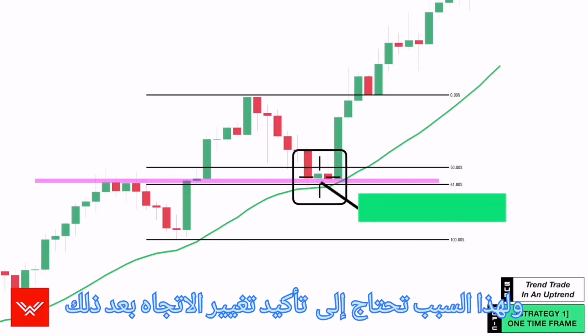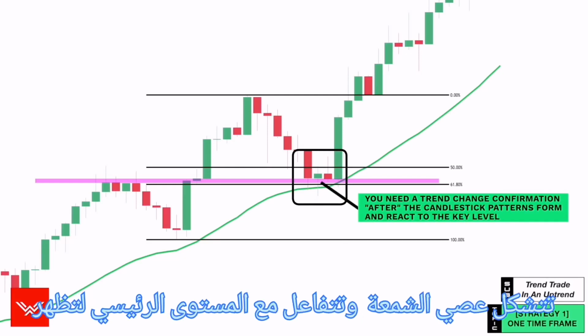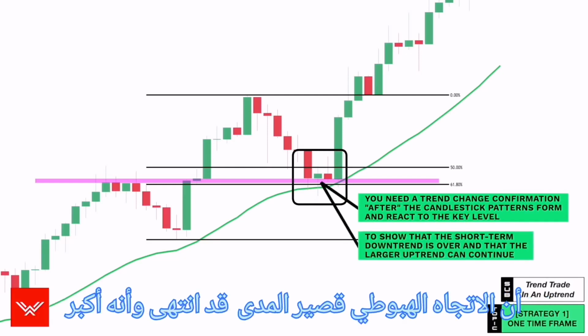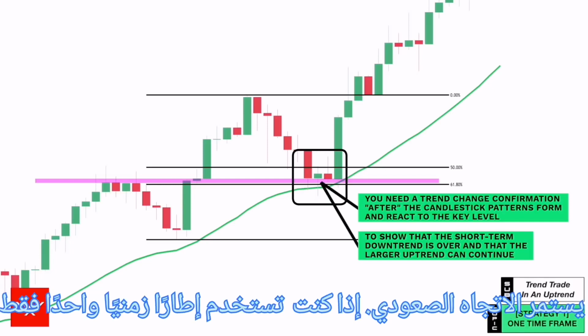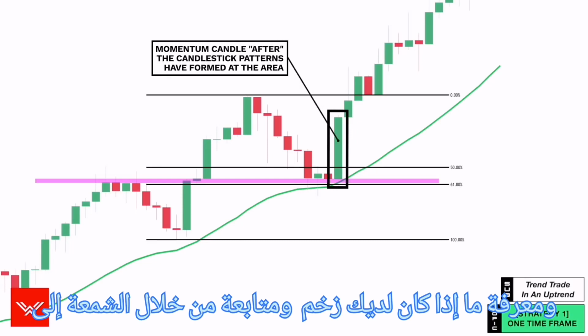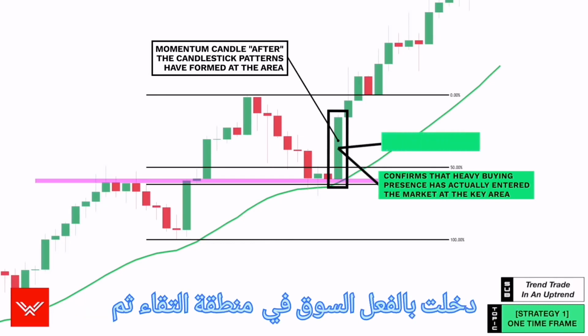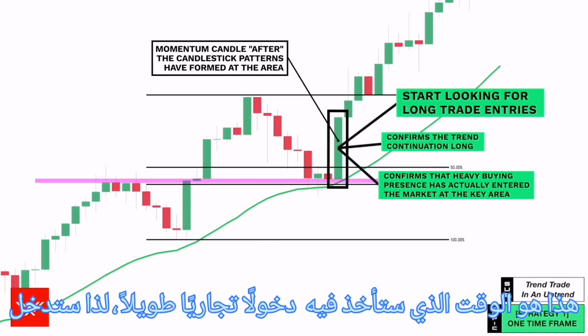And this is why you need the trend change confirmation after the candlesticks form and react to the key level to show that the short-term downtrend is over and that the larger uptrend can continue. If only using one time frame, you wait and see if you get a momentum and follow through candle to form like this here, which shows that heavy buying presence has actually entered the market at the area of confluence. And then that is when you would take a long trade entry.